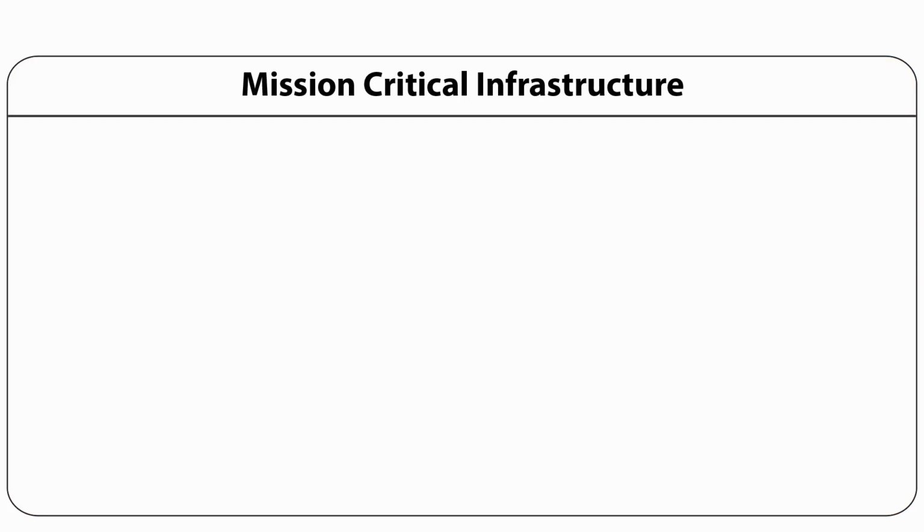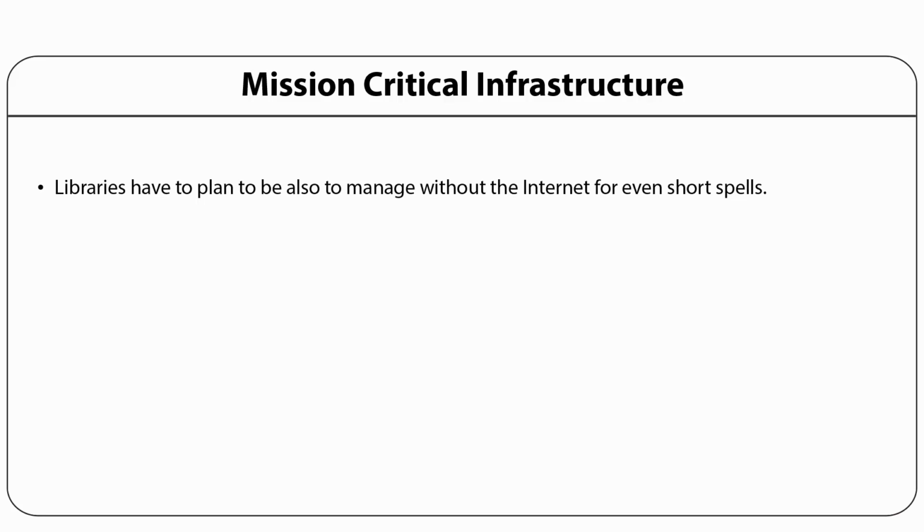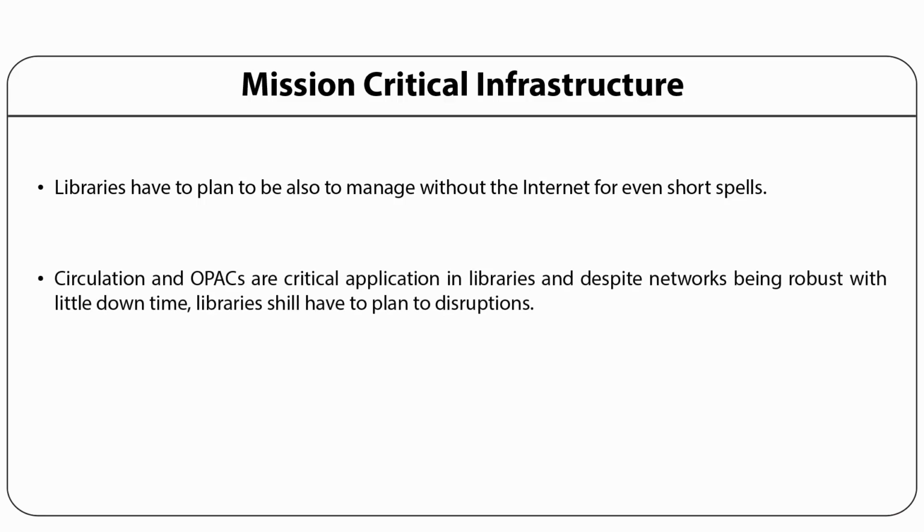In libraries, we have certain infrastructure which we can call mission critical infrastructure. The mission critical infrastructure in today's libraries is definitely the internet. And libraries have to plan to be able to manage without the internet for short spells of time. Circulation and OPACs, these are also critical applications in libraries, and despite networks being robust with little downtime today, libraries will have to plan for disruptions.